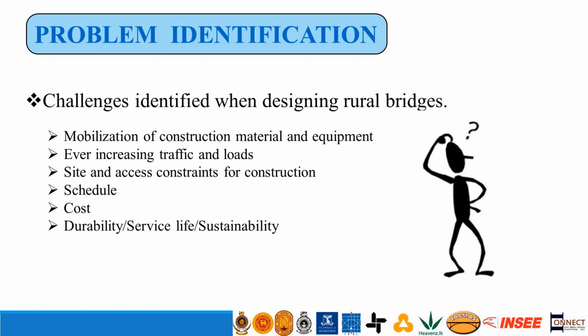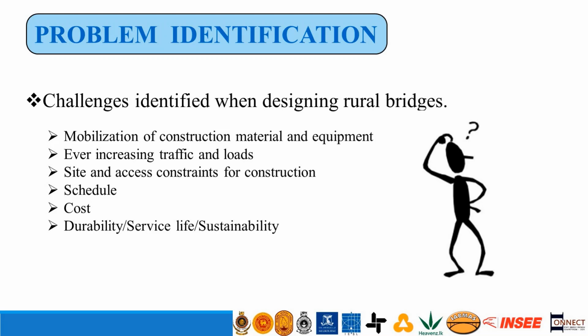When designing rural bridges, the following challenges were identified. Those were mobilization of construction material and equipment, ever-increasing traffic and loads, site and access constraints for construction, schedule, cost, and durability. Selecting material to overcome the above challenges in two bridge types was exceptionally difficult. The selection of a suitable material for the vehicular bridge was the first challenge that we encountered. At the commencement of the design, we thought of using PVC together with reinforced concrete. That idea was rejected because of time constraints and because most of the properties rely on workmanship. When using concrete, the dead load of the structure is very high compared with steel. Finally, we selected steel as our construction material.